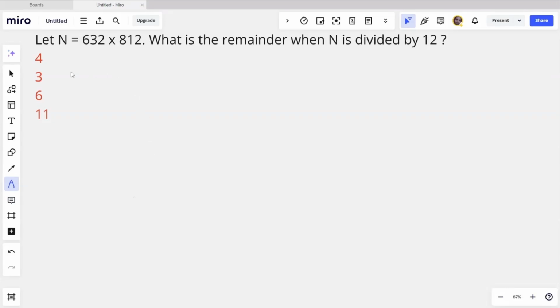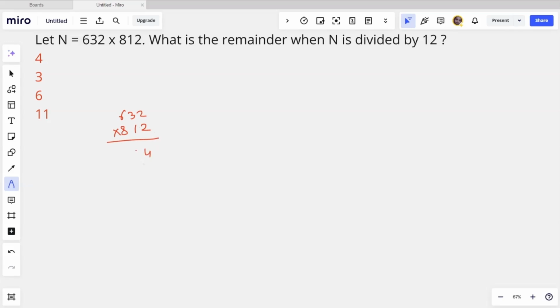So as you can see, this is our question. Let n equal 632 into 812. What is the remainder when n is divided by 12? There are two ways to solve this question. One way is to use conventional math, which we do in school, like 632 into 812. What is the product of this?